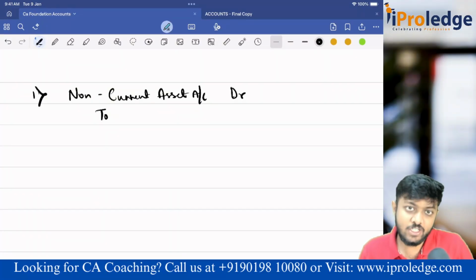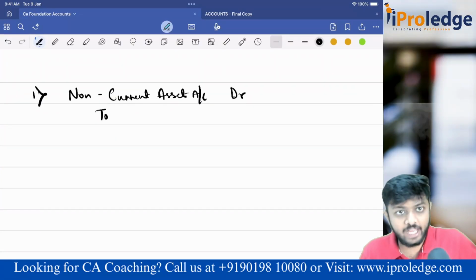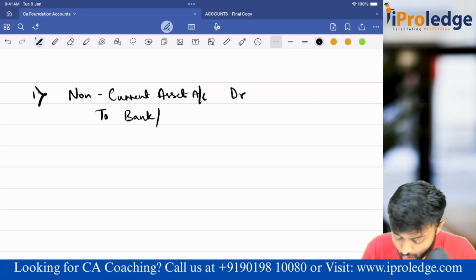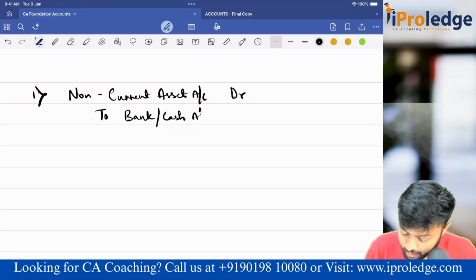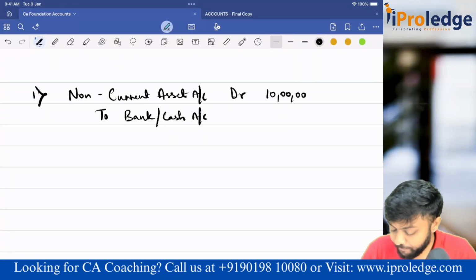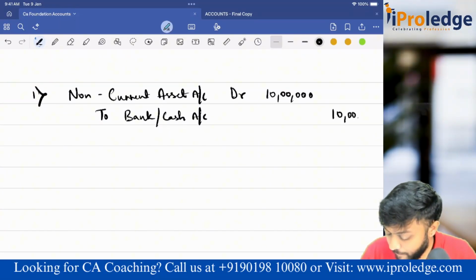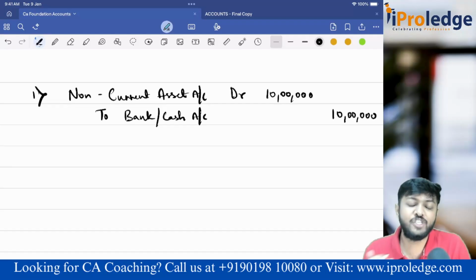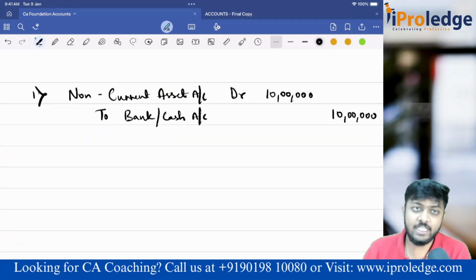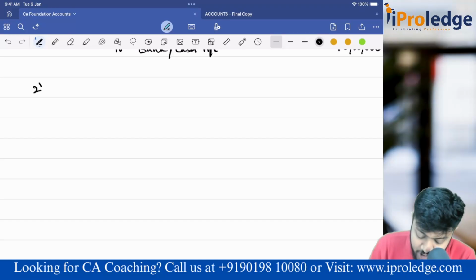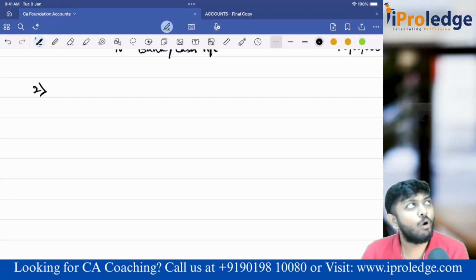To, what is happening? My money is going. My money in the bank or cash, which is an asset, is going. So to bank or cash account, credit. Say suppose 10 lakh rupees. So my non-current asset, which is an asset increasing, debit, to bank or cash, which is an asset decreasing, credit. This is the entry that I will pass the moment I purchase or construct any non-current asset.